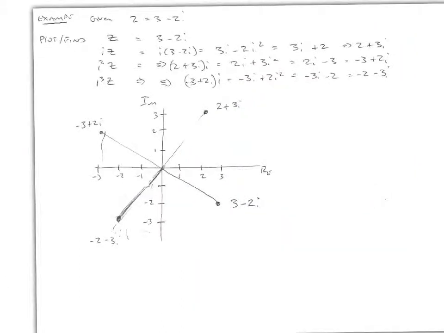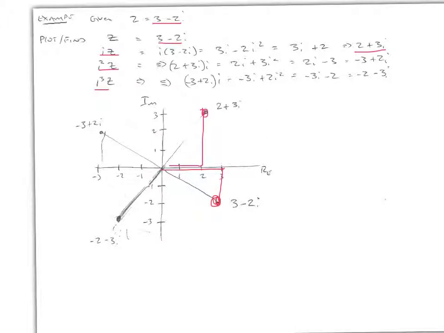So let's look at this example. Given that the complex number z is equal to 3 minus 2i, plot and find z, iz, i squared z, and i cubed z. Well, z is 3 minus 2i. So 3 minus 2i, that's z to begin with, the complex number in its original position. i by z works out at 2 plus 3i.